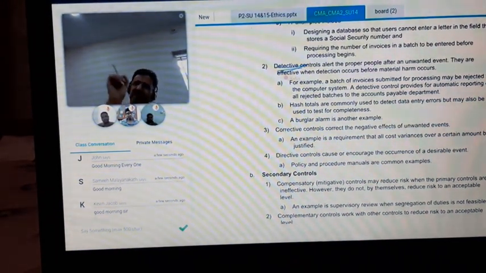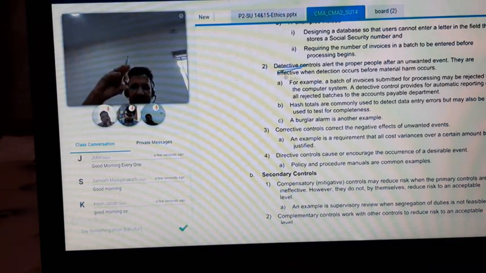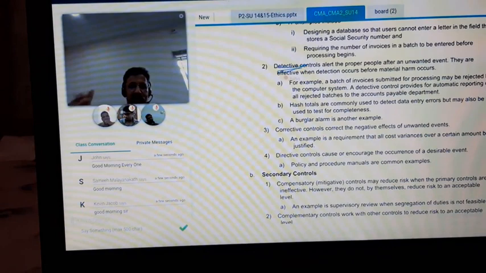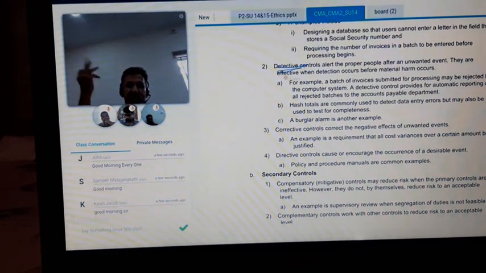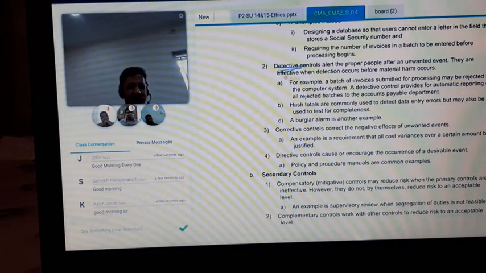But some better examples, when I think of it: insurance is a very good corrective control. Insurance doesn't prevent it, insurance doesn't detect it, but when a damage has occurred, it will negate the impact of that, right? It will really give you some kind of comfort. It will correct the negative effects of the unwanted event. If you have fire insurance, that will not prevent fire, that will not detect fire. But if a fire occurs, some compensation from the insurance company will be there. So insurance is a good example of corrective control.